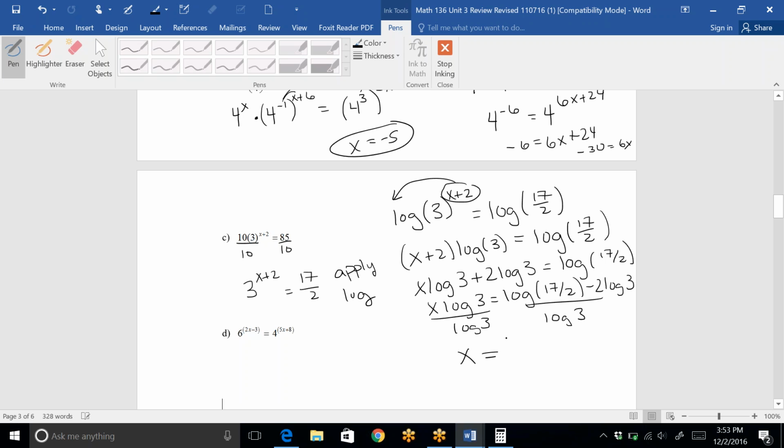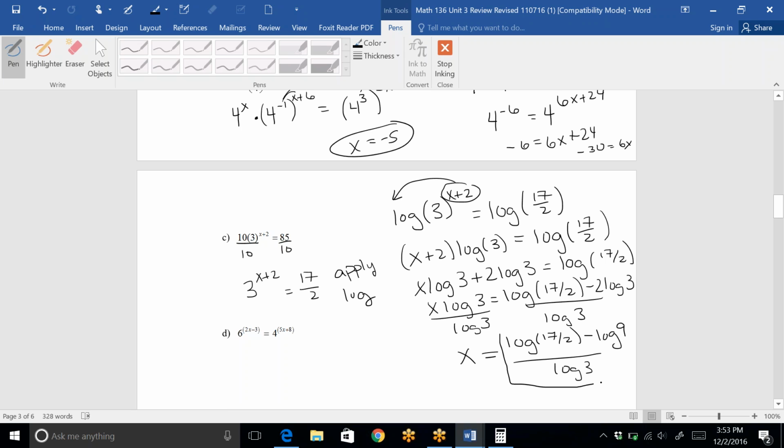So this is log of 17 over 2. If you want, you could put the 2 back on that power. So that would be minus log of 3 squared, so that would be 9, over log 3.